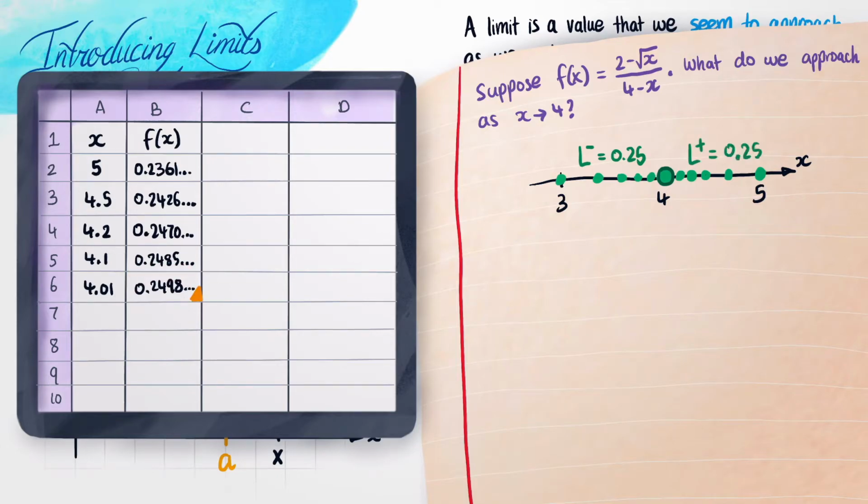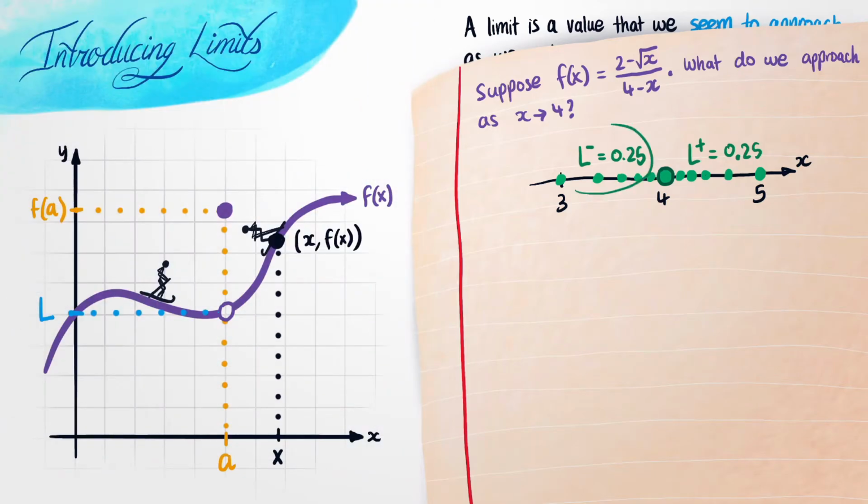And now we don't really need the spreadsheet anymore. Now notice that since the value on the left is 0.25 and the value on the right is 0.25, we're justified in saying that the limit of this function is actually 0.25. And of course 0.25 is the same thing as 1 over 4.